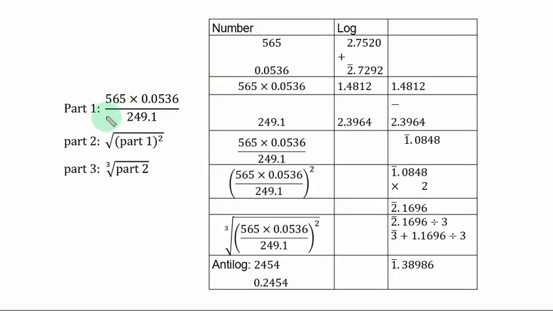The solution continues. This is the first part. We consider the numerator. The first number there is 565. When you are to get the logarithm of a number, you do two things. You get the characteristic or integer part and the multiplier or decimal part. To get the integer part or characteristic part, you subtract 1 from the number of digits in the whole number part.